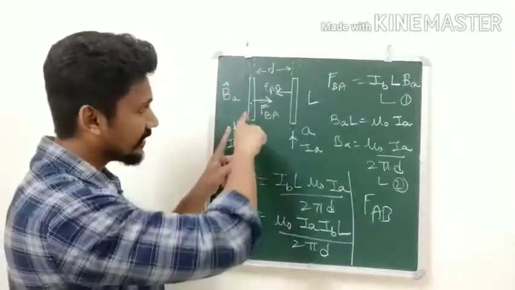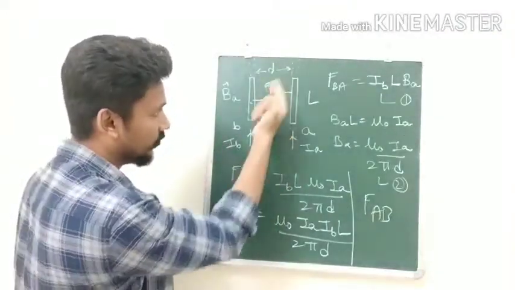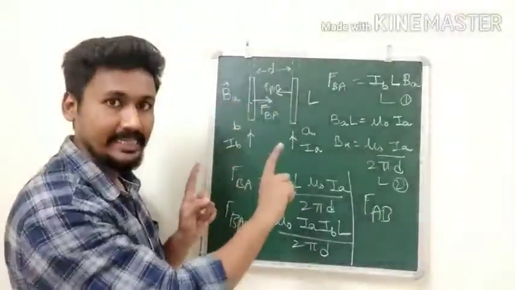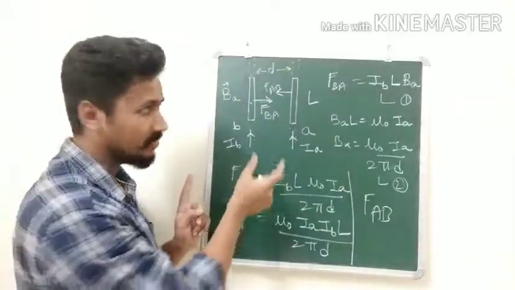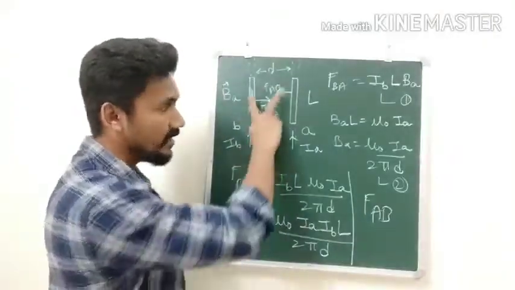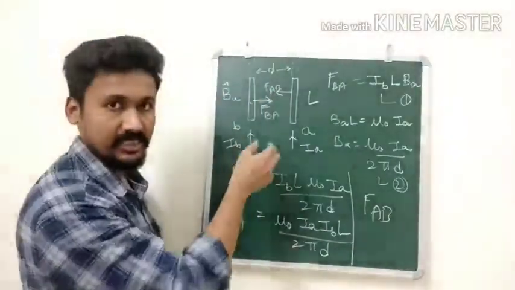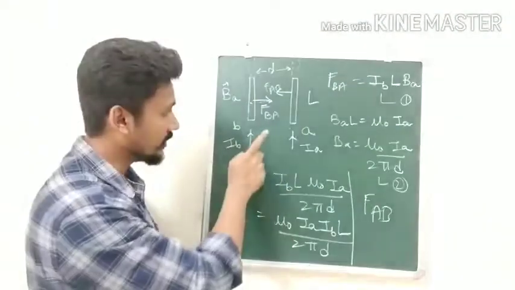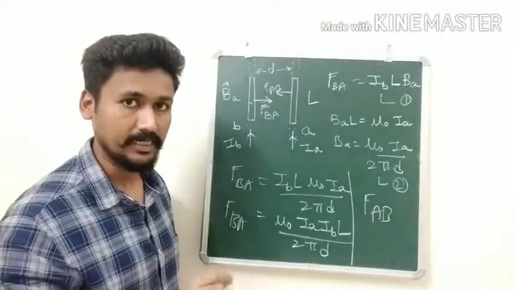But let us say the currents are anti-parallel. Suppose here the current is going upwards, in B it is going downwards. In that case, the forces will be in the opposite direction, so that we will get a repulsive force. Remember, if the currents are in the parallel direction, they will attract, and if they are in anti-parallel direction, they will repel each other. So this is the derivation for force on parallel current carrying conductors.